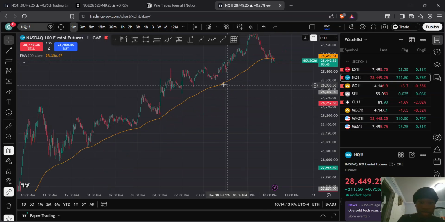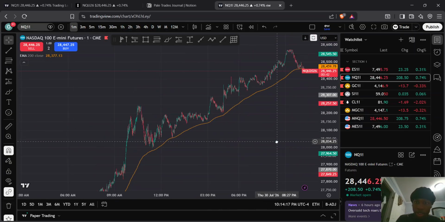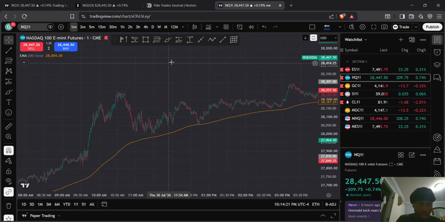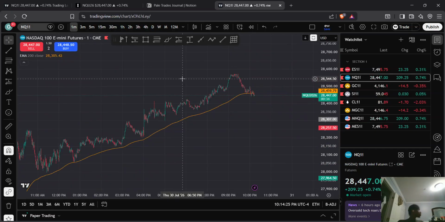So we have this MACD right here, right? This MACD helps me determine my bias. Like if we get close to the MACD like this and we're above it, this means that we should get longs, right? Matter of fact, nah.